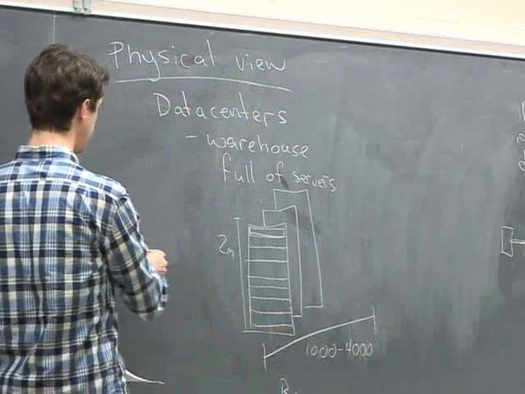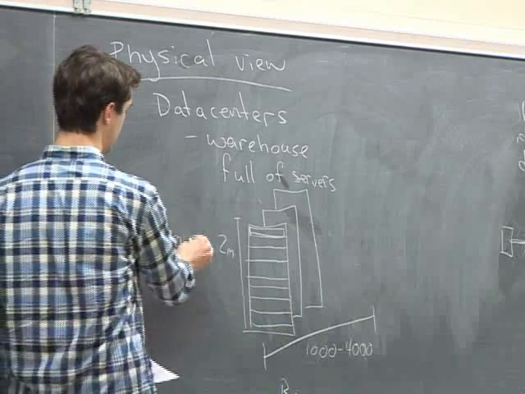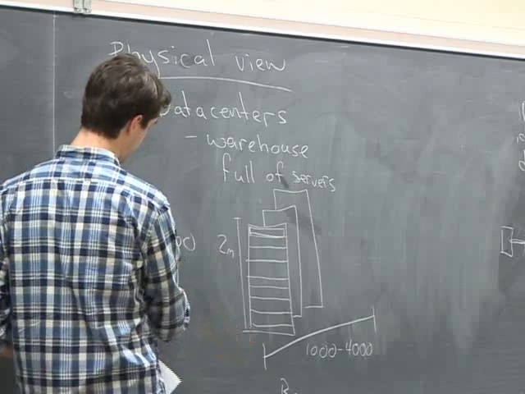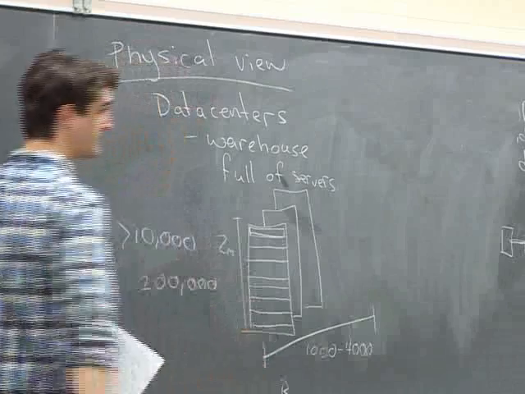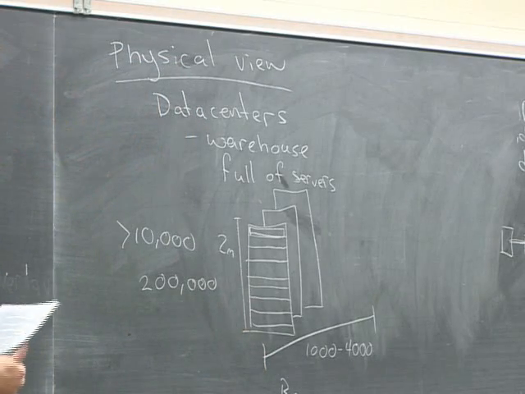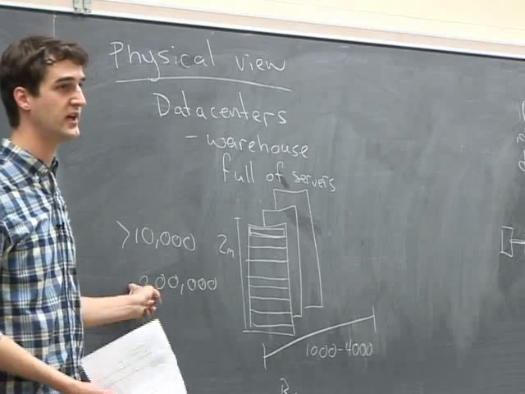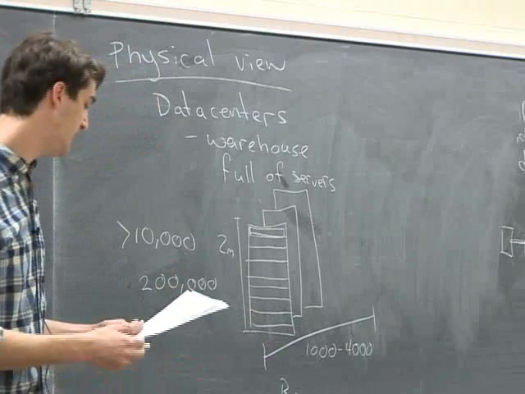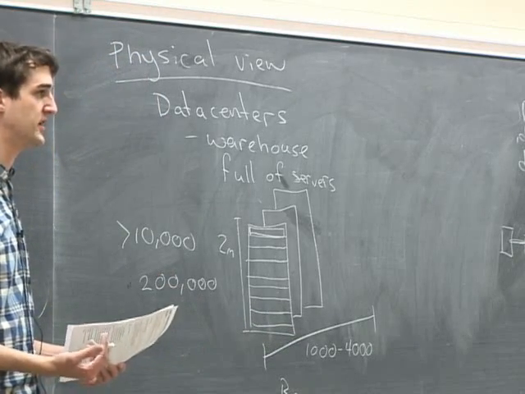A typical data center has more than 10,000 servers. The biggest data center today is Microsoft's data center in Chicago. I'm not sure if it's fully built yet, but when it is, it will have over 200,000 servers. So these things are just huge. The scale of these is gigantic. And as you can imagine, that creates a lot of problems.